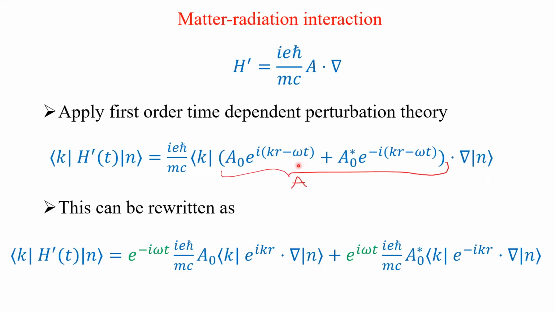Now you can separate this into two parts, and also you take the time dependent factor outside. So the first term will be e power minus i omega t, and the same thing will come: i e ħ over mc. This A naught I am taking out. So this is taking the inner product, bra k e power i k·r dot del ket n. Similarly, for the next one, minus of minus omega t, the i omega t will become plus i omega t, and the rest of the terms I am keeping as they are. So I have separated this into two portions.